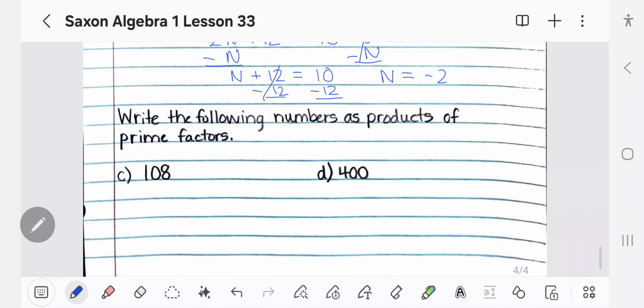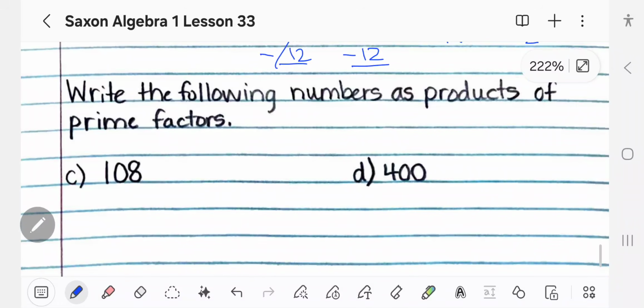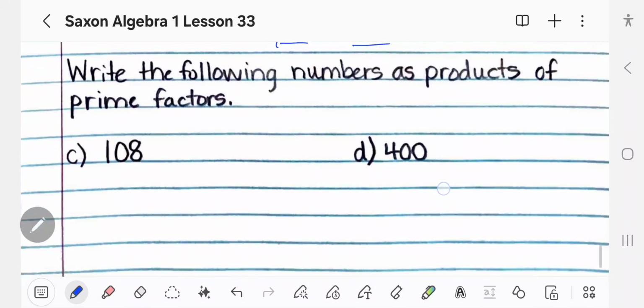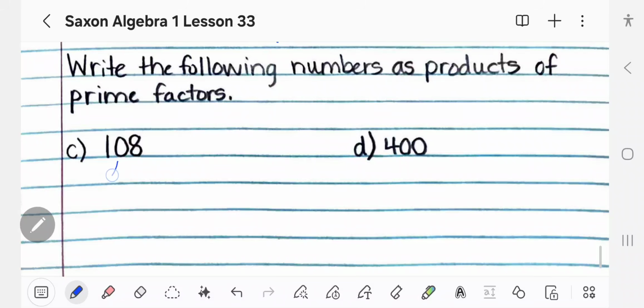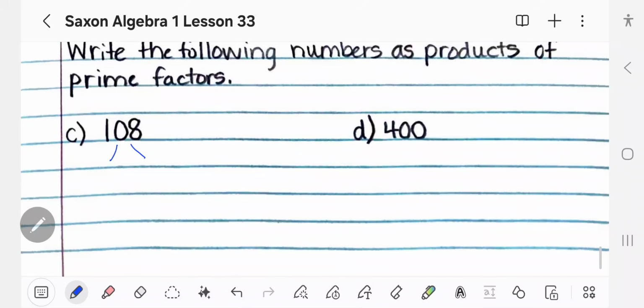Last two practice problems. Write the following numbers as products of prime factors. I would go factor tree on this. And I would notice that 108, when you add up its digits, 1 plus 0 plus 8 is 9. And 3 is a factor of 9. So I would say 3 is going to go into that number. So we need to find out 3 times what.